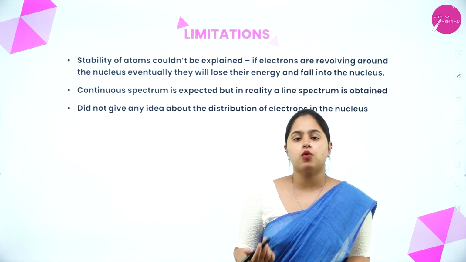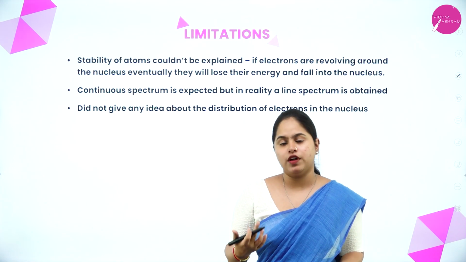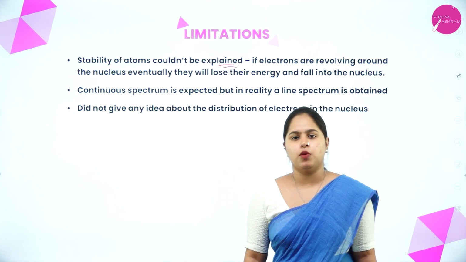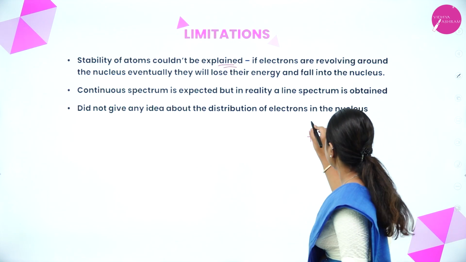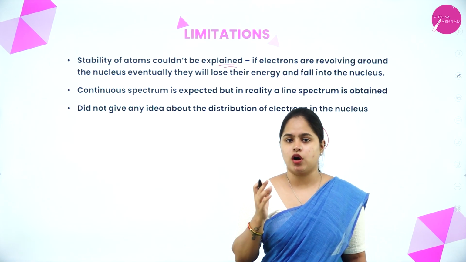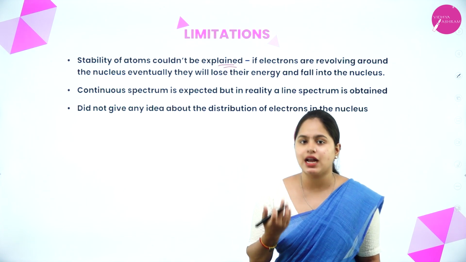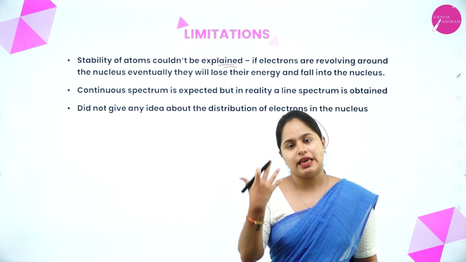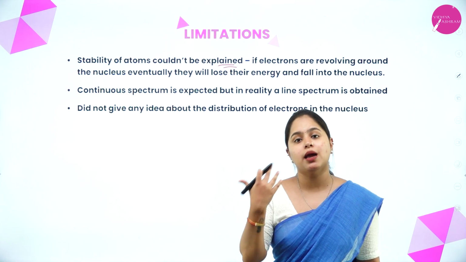Now Rutherford's nuclear model of the atom also had its own limitation. Even this is not the accepted model of the atom, right? So let's see. The stability of atoms couldn't be explained by Rutherford's atomic model. What did we study? There is a positively charged nucleus and the electrons revolve around the nucleus in circular paths called orbits. When an electron is moving in a circular path, it means that it is accelerating, right? According to Maxwell, what we have studied is that when a negatively charged or any charged particle is accelerating, it will emit radiation, right?